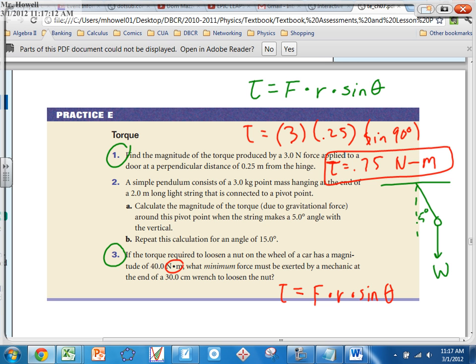Torque equals F R sine theta. Now here, we're given the fact that the torque is 40, so we can say that this is 40 here. We know the distance R. We're trying to find F. The hard part is this, and this is where you have to use logic. What is the angle going to be here?